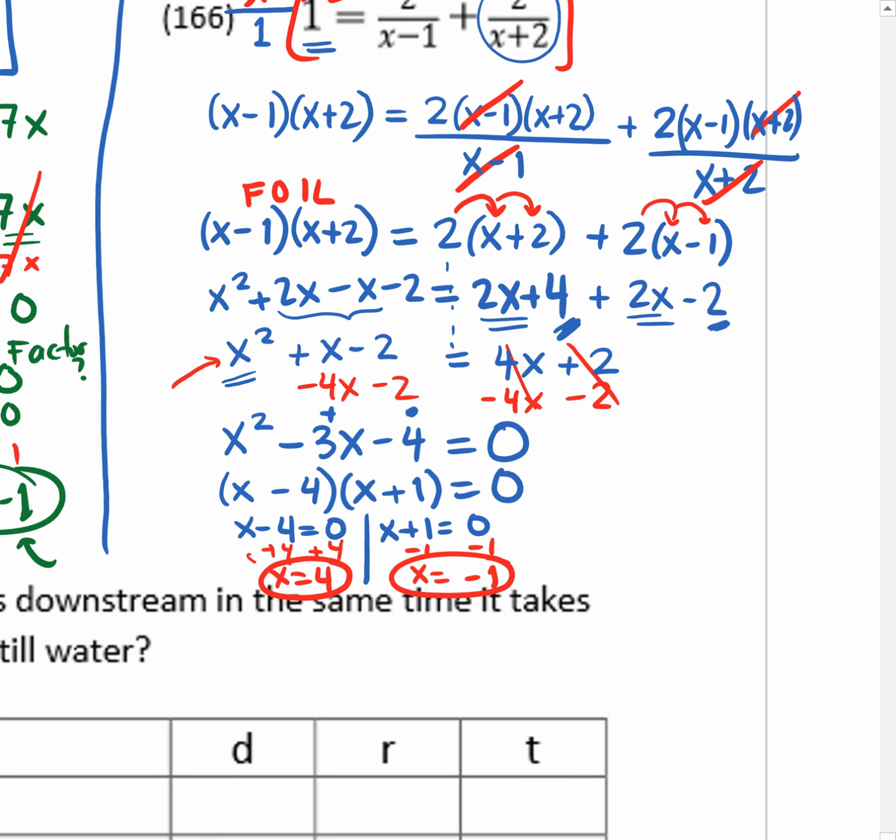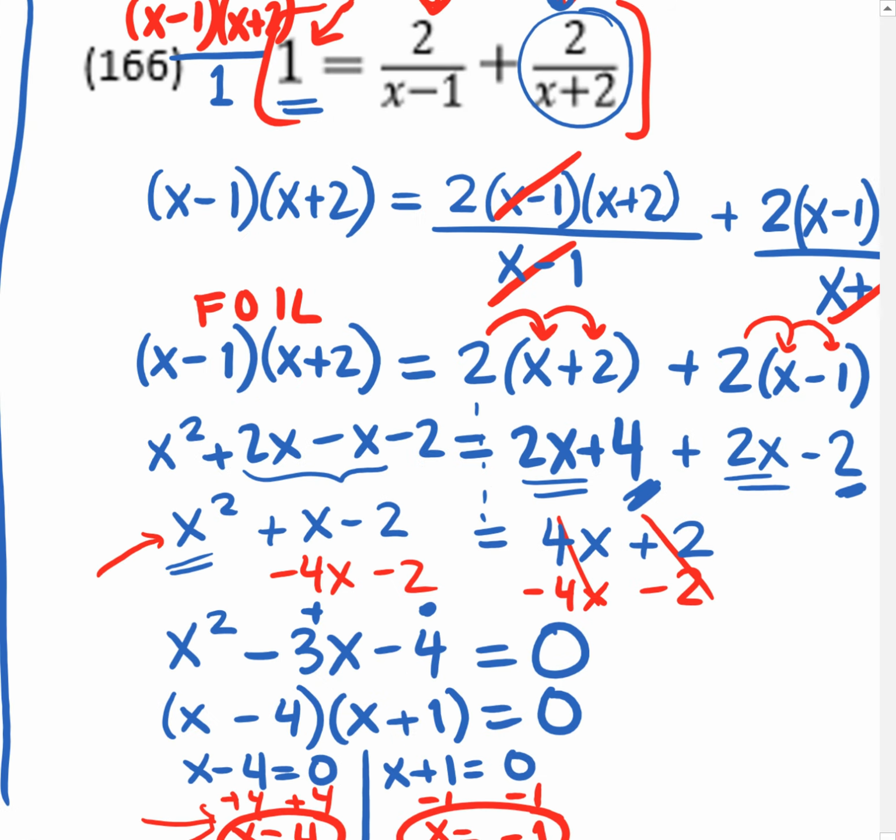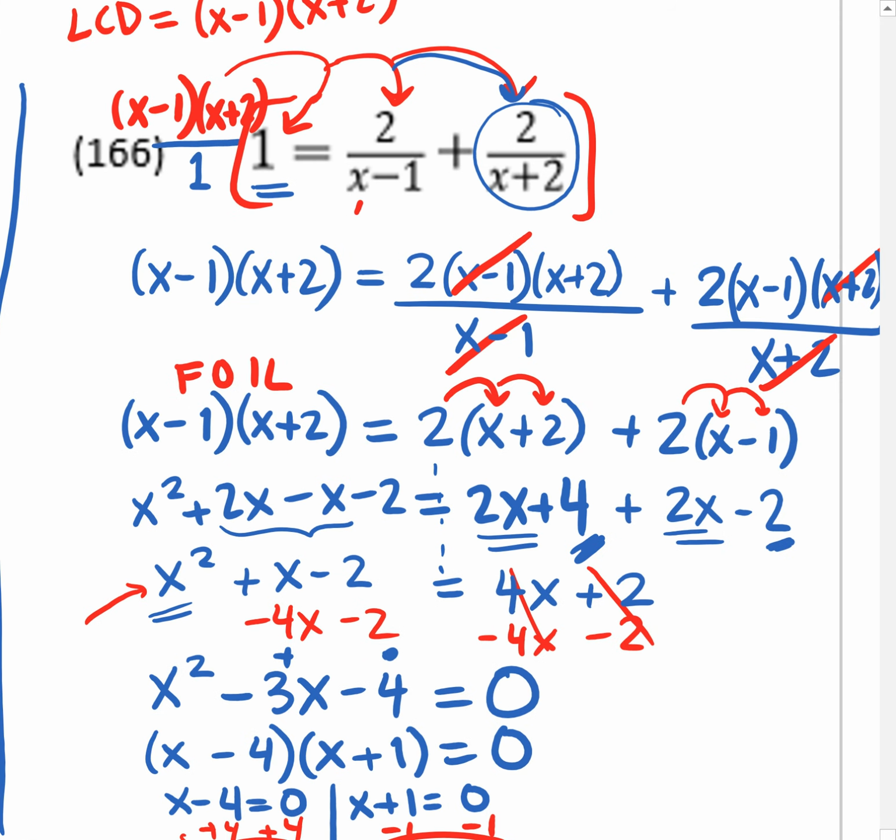So think about 4, for example. There would be no problem with 4 for sure. So what if you put a 4 here in this x? 4 minus 1 is 3. That's not 0. That's only a problem if you get a 0. If I put it in the second denominator, 4 plus 2 is 6. That's not 0. So 4 can stay.